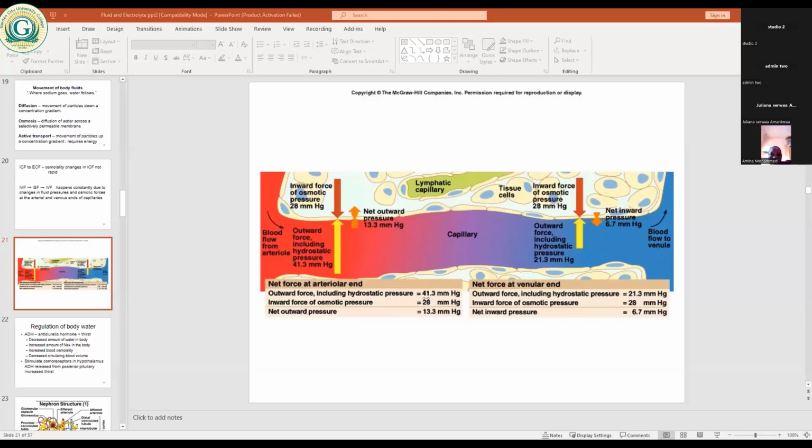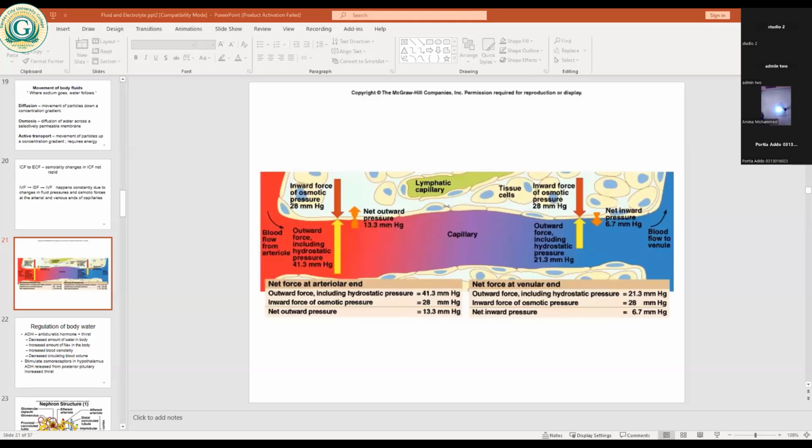So you subtract 28 from 41.3 and the net is 13.3. So this is the net hydrostatic force that will push fluid into the cells. If you come to the venous end, this explains the pathophysiology of fluid volume excess, how the body can retain a lot of fluids.